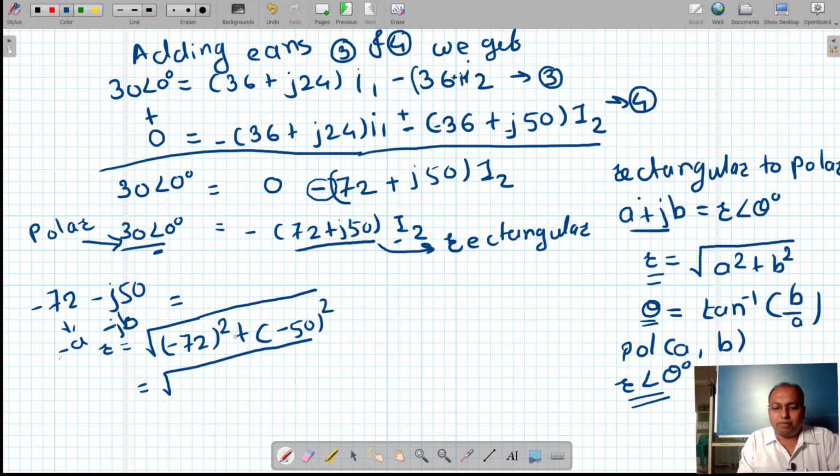So let me calculate it by means of the calculator. Square root of 72 square plus 50 square. It is going to give you 87 point, so the total value of r is coming as 87.62.